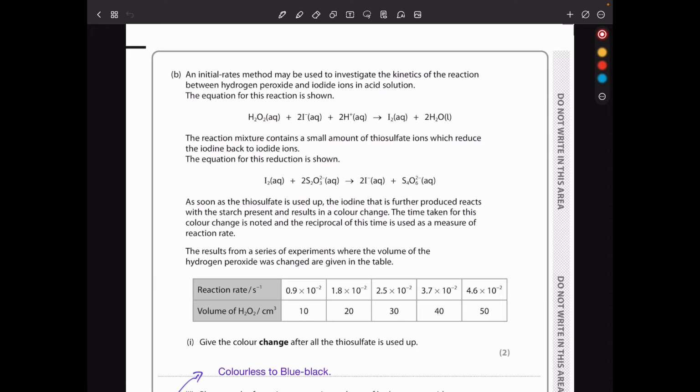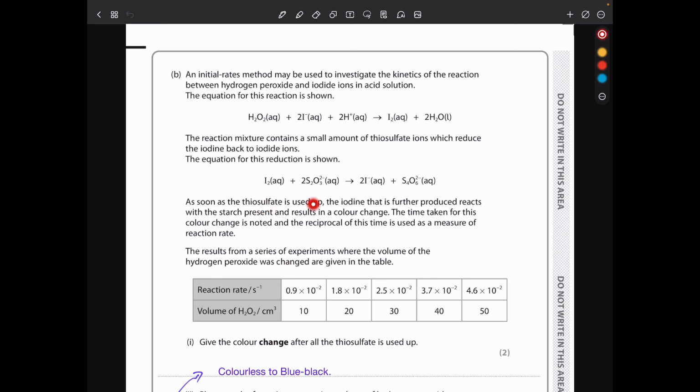In part B, an initial rate method may be used to investigate the kinetics of the reaction between hydrogen peroxide and iodide ions in acid solution. The equation for this reaction is shown. The reaction mixture contains a small amount of thiosulfate ions, which reduce the iodine back to iodide ions. The equation for this reaction is what we see here.